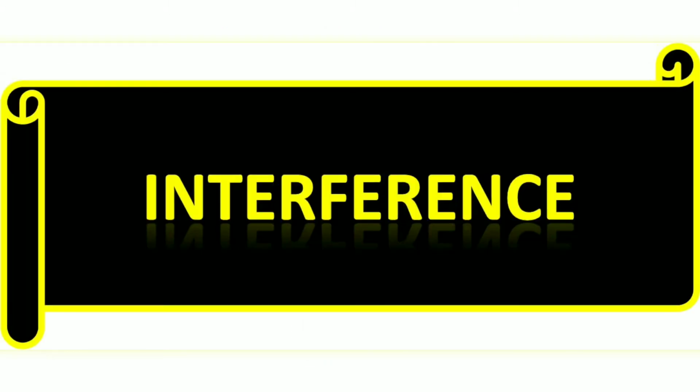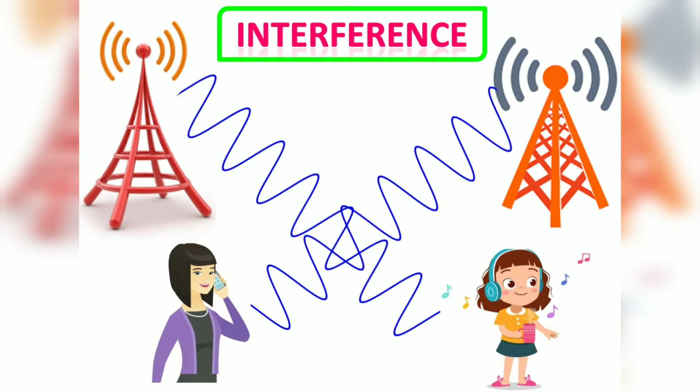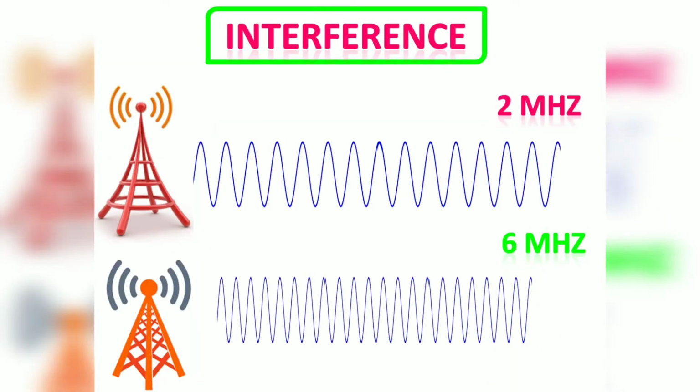The second problem is interference. If there are more than one base stations in a city, then the signals with the same frequency get mixed up with each other. Using modulation technique, we can overcome interference. As the signals of high frequency are transmitted, like 2 MHz and 6 MHz, the difference will be high, and this will in turn reduce interference.